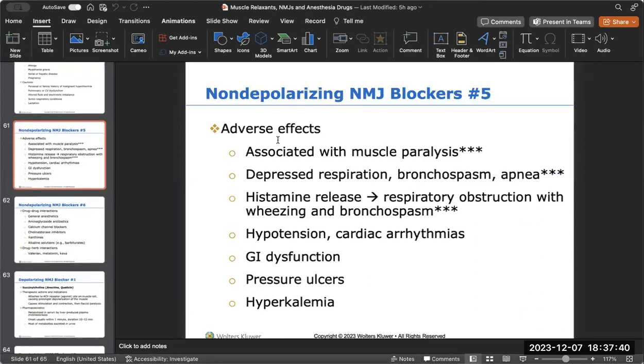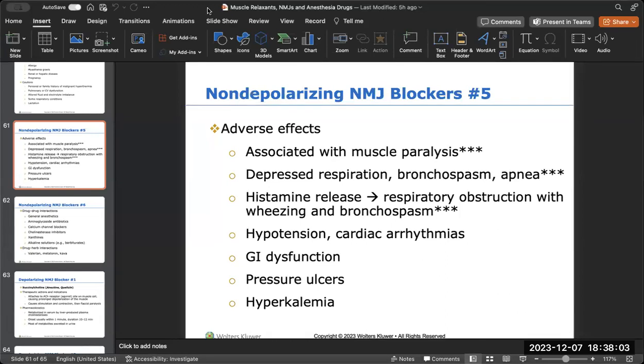So, what's an adverse effect associated with muscle paralysis? Well, decreased respiration, bronchospasms, and apnea, or breathing to stop. So mechanical ventilation ready at bedside. Histamine can cause an inflammatory response, which can cause the obstruction and bronchospasm. Very important, it can cause hypotension and cardiac arrhythmias.